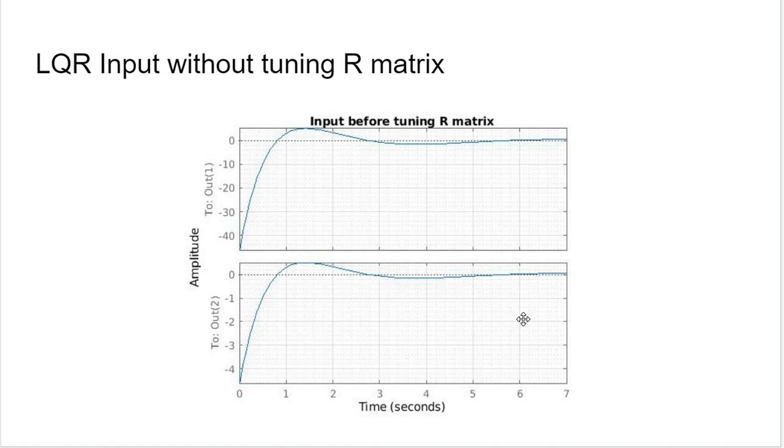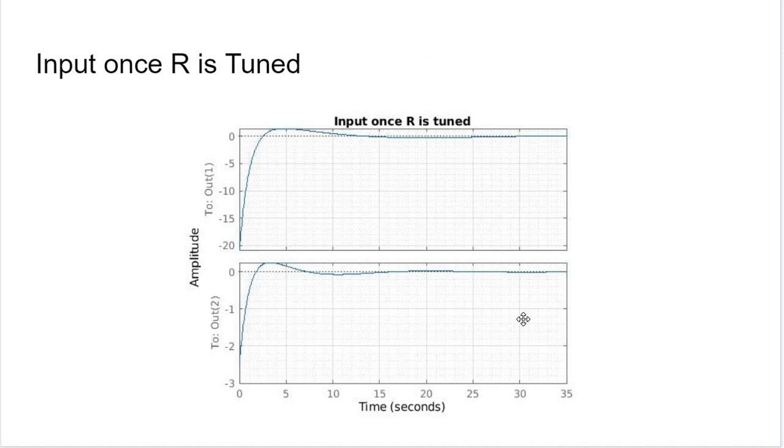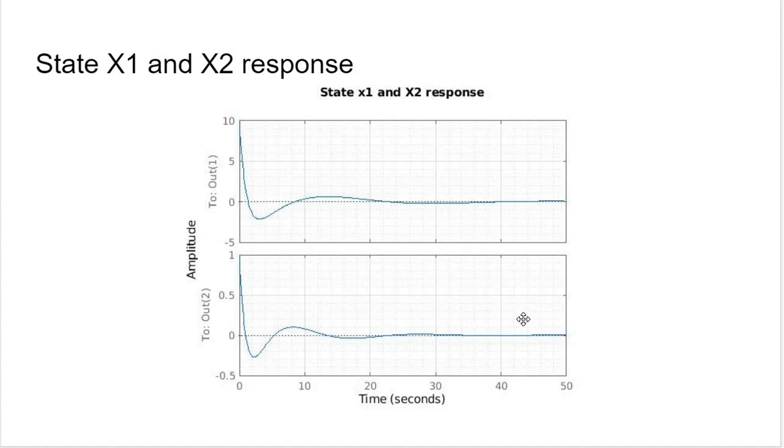So I tried to tune my R matrix to minimize these input values. The minimum that I could get for U1 was around -20, and the minimum that I could get for my U2 was around -2. So this is my input variation for that certain initial condition once I tuned my R matrix.